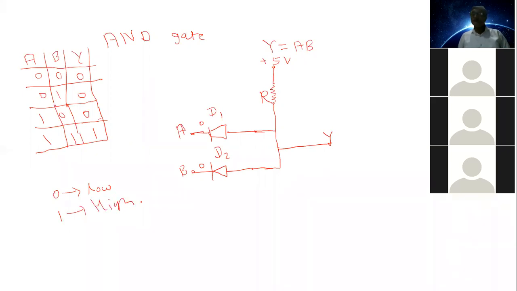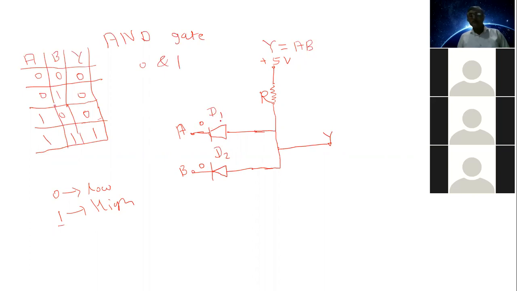In positive logic, more positive voltage is represented by 1. Here we have considered plus 5 volt as the highest voltage. These are the two voltage levels we can consider here, that is 0 and 1. Now you can say 0 represents 0 volt, 1 represents plus 5 volt. A is 0, B is 0.